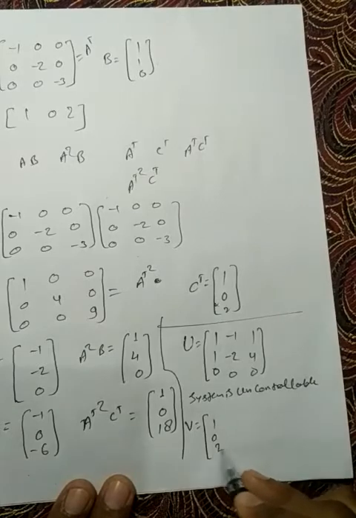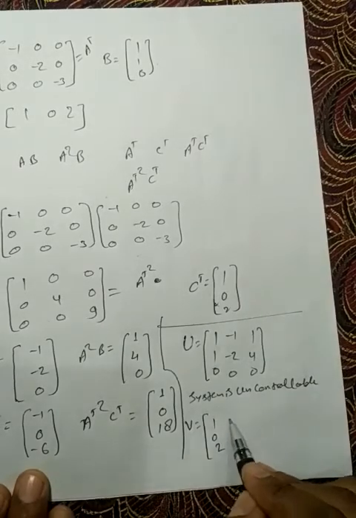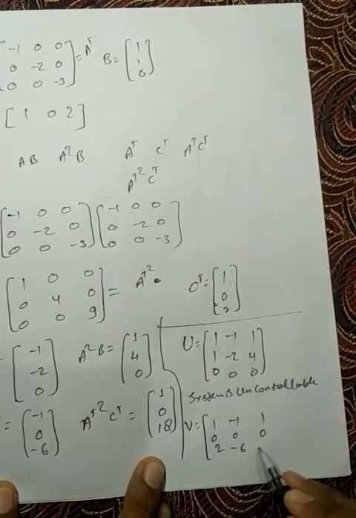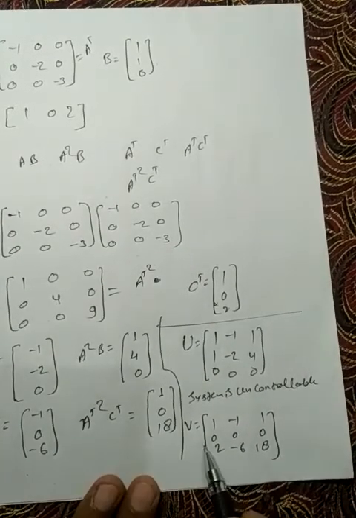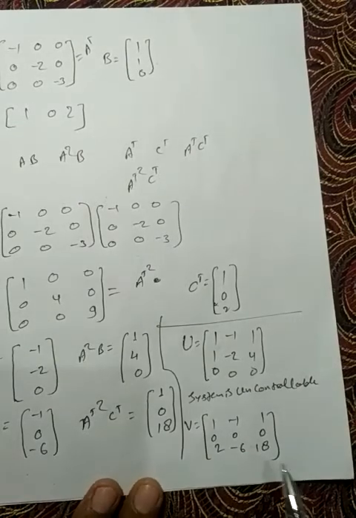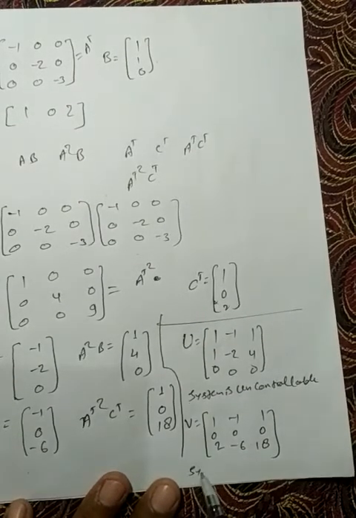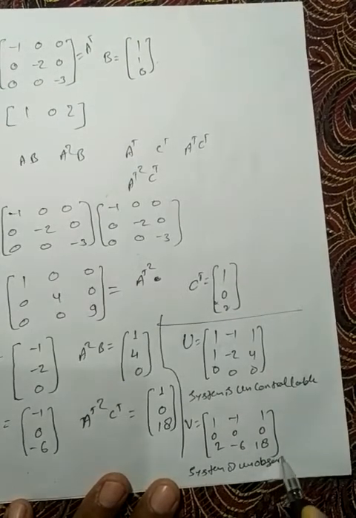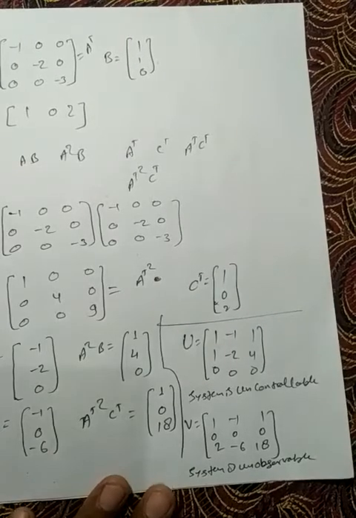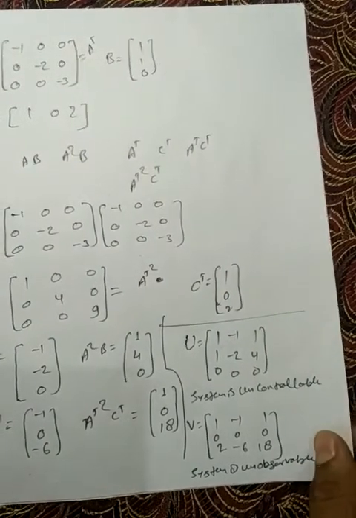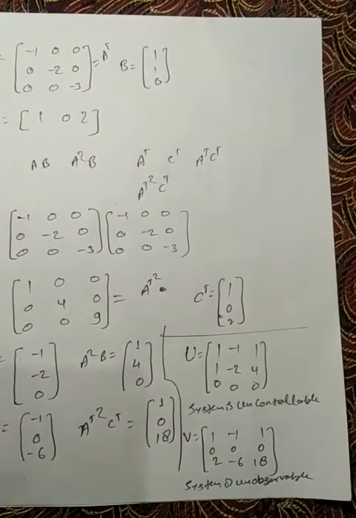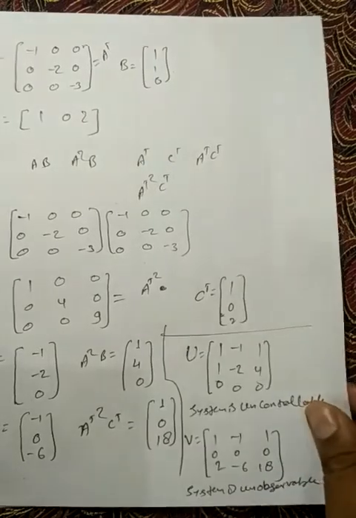Matrix V: C^T is 1 0 2, A^T C^T is -1 0 -6, A^T squared C^T is 1 0 18. Here also the second row is all 0, and therefore the system is unobservable, right? The system is uncontrollable as well as unobservable, right?